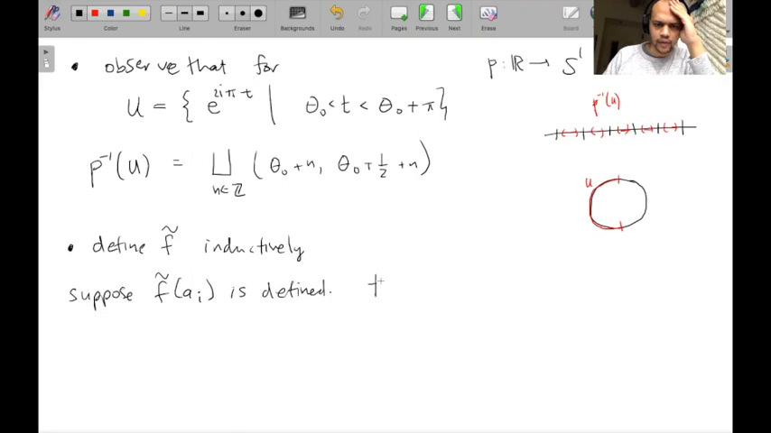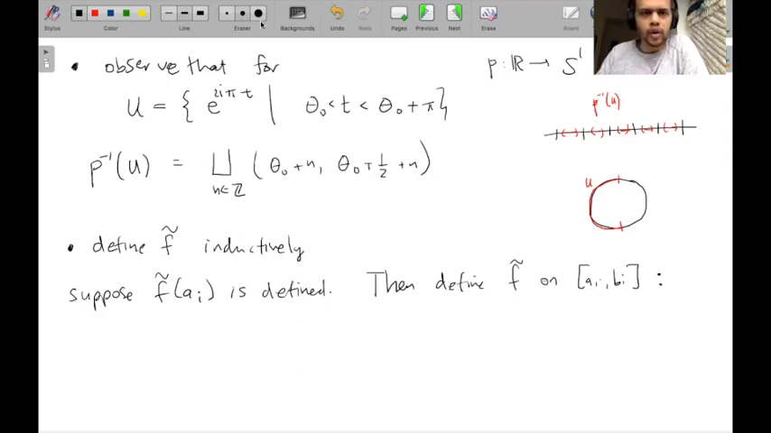So then define F tilde on the interval a_i to b_i as follows. Let me first draw a picture again. Or maybe I can use this picture, although part of it is a little small. Let me make this a little bigger and work with this.